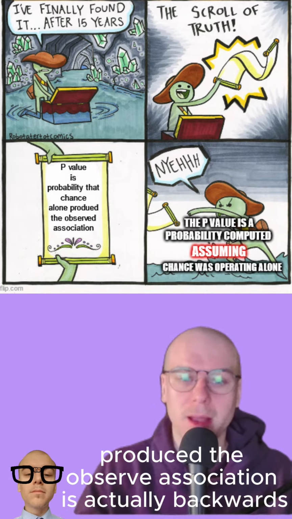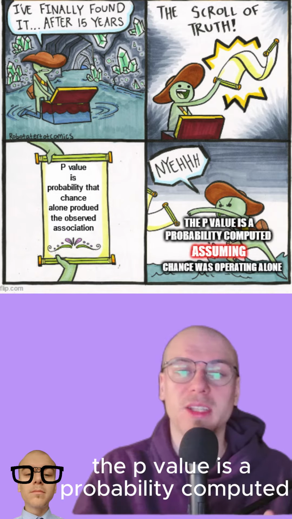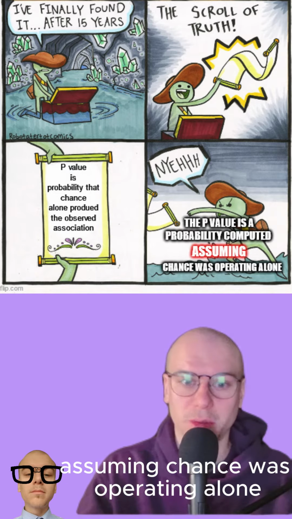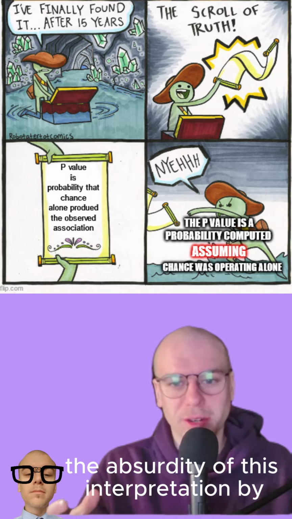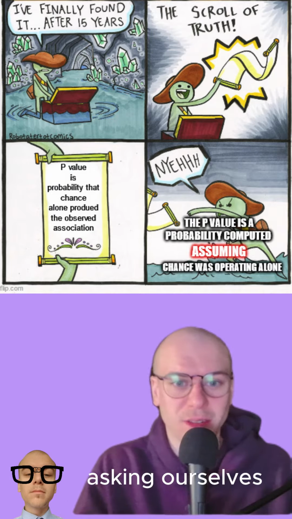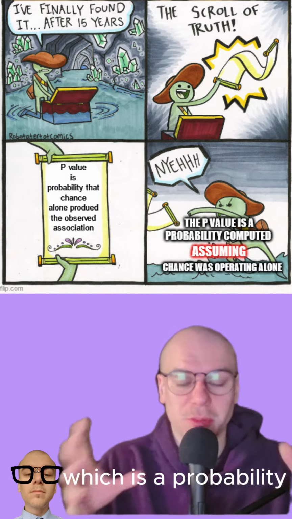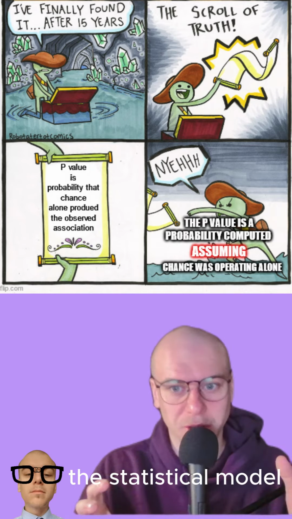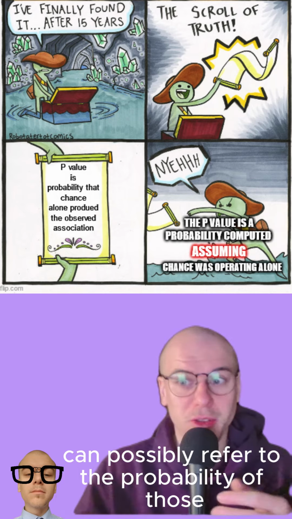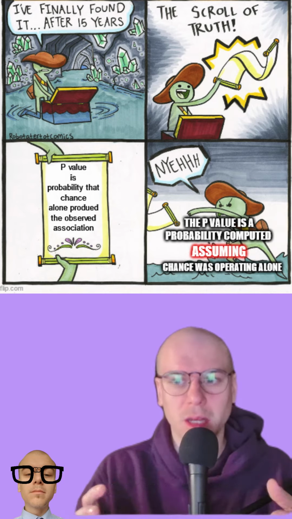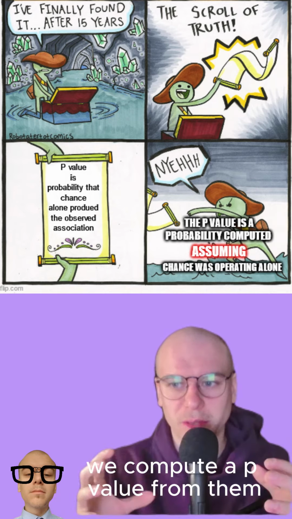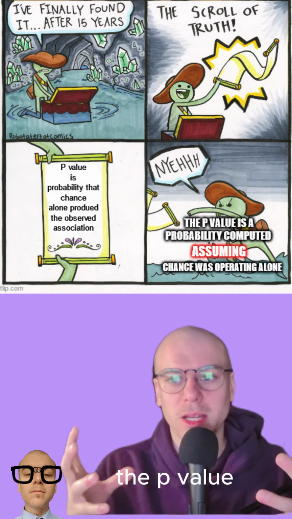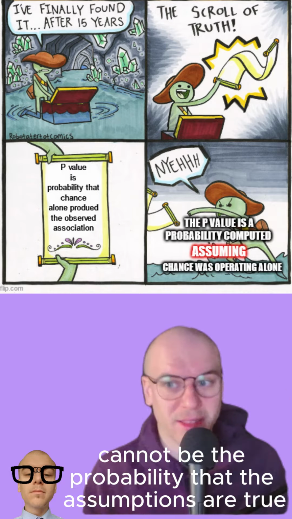actually backwards. The p-value is a probability computed assuming chance was operating alone. We can appreciate the absurdity of this interpretation by asking ourselves how a p-value, which is a probability deduced from a set of assumptions, right, the statistical model, can possibly refer to the probability of those assumptions. So we have assumptions, we compute a p-value from them. The p-value cannot be the probability that the assumptions are true.